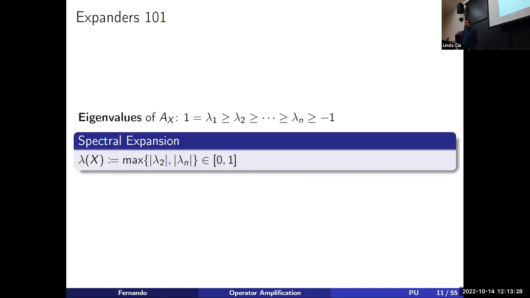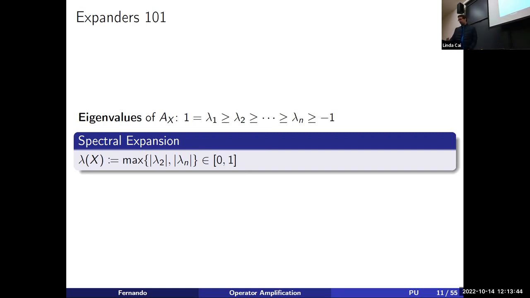Now we can define the spectral expansion of a graph. What are we going to do? We are going to look at the absolute value of the second eigenvalue and the absolute value of the last eigenvalue, and take the maximum of the two. This is going to give us a number between zero and one.